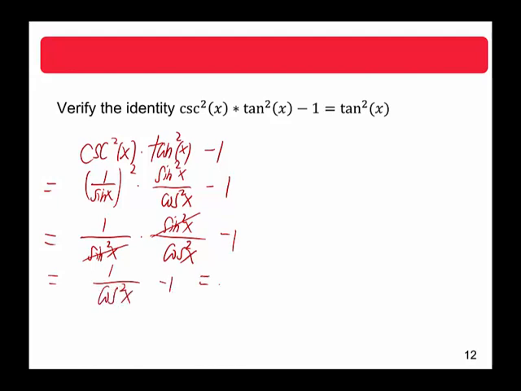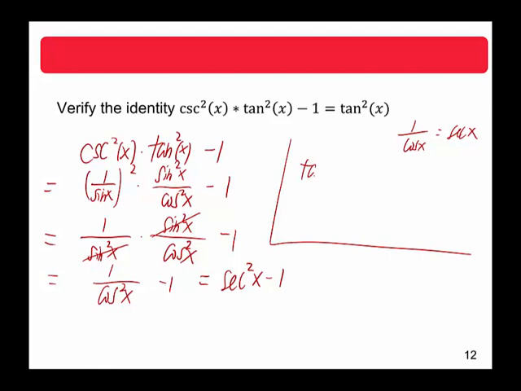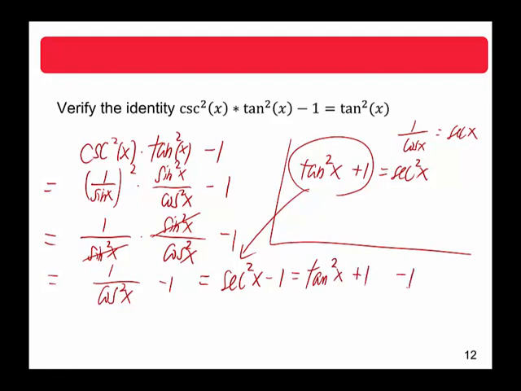And 1 over cosine x equal to secant x. So 1 over cosine x squared becomes secant x squared minus 1. So now one more time using Pythagorean identities, tangent x squared plus 1 equal to secant x squared. Okay, so plug this into that, and we get tangent x squared plus 1 minus 1. Now cancel the 1. Now you end up with tangent x squared. Okay, and verify the identity right here.